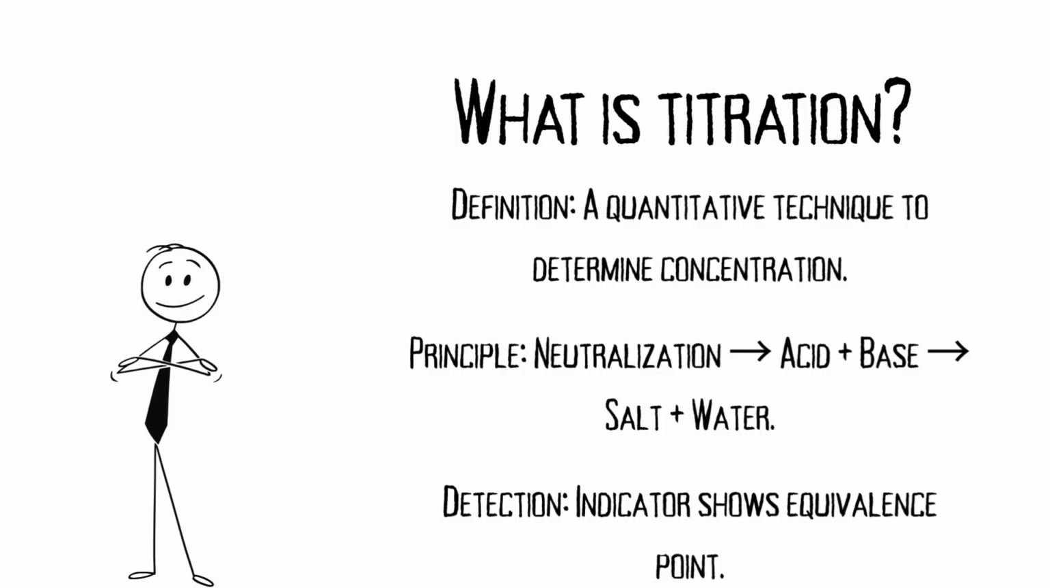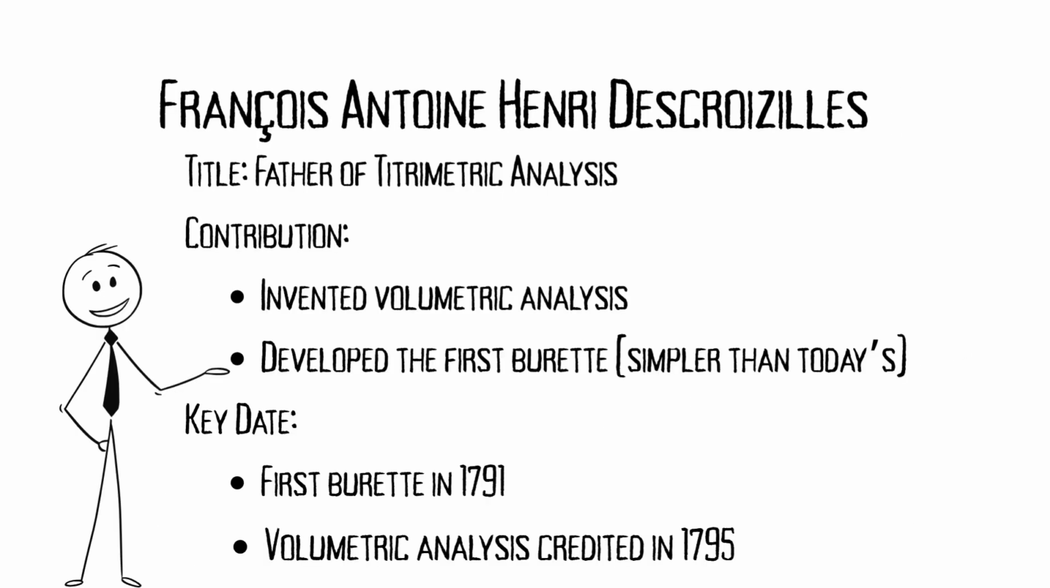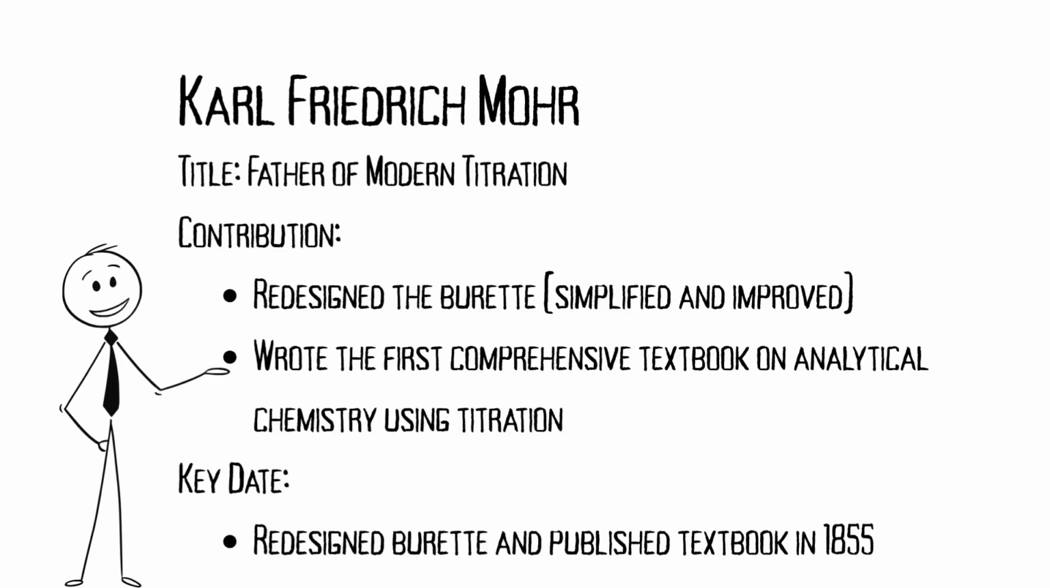point. Well, titration, as we know it, didn't appear overnight. Let's meet the pioneers. First up, Francis Antoine Henry, often called the father of titrimetric analysis. He gave us the volumetric analysis and developed the first form of the burette way back in 1791. That's actually revolutionary. Now, stepping into the 19th century, we have Carl Friedrich Moore.